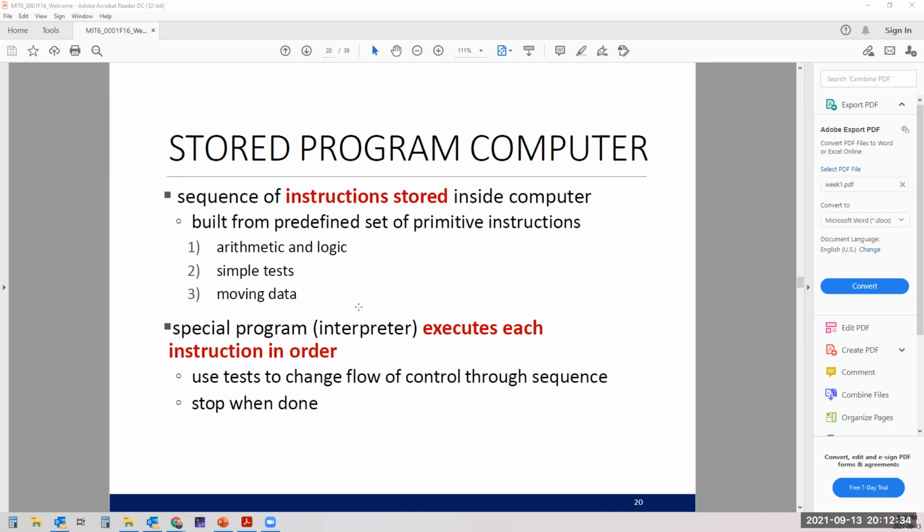So the interpreter uses this to change the flow of control through a sequence, and stops when done. What do you mean by basic primitives? Turing showed that you can compute anything using six primitives: arithmetic and logic, simple tests, moving data. Modern programming languages have a more convenient set of primitives, such as Python, which has a lot of abstract methods to create new primitives.